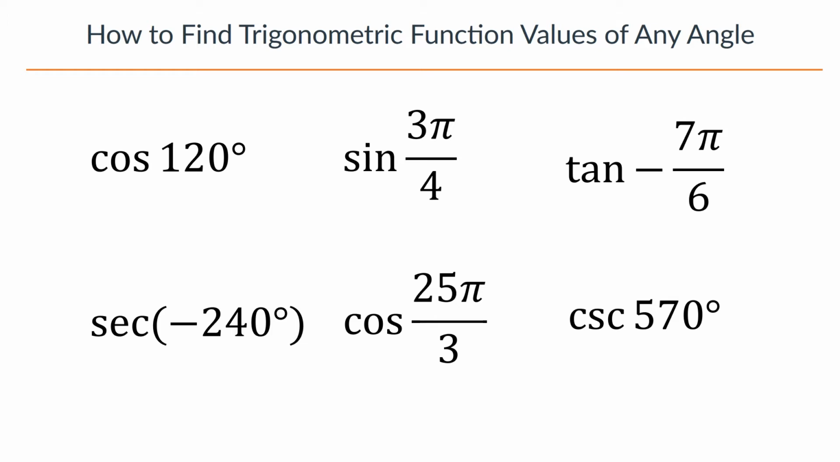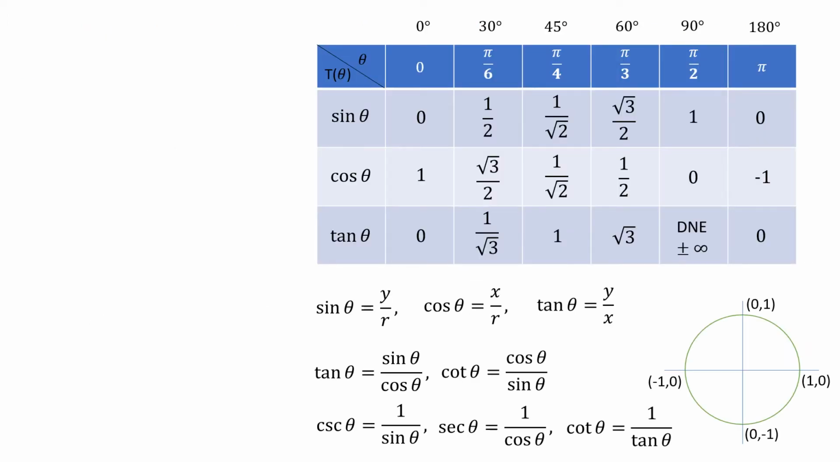Before we do that, there's only one formula that we use. The formula is t of theta equals plus or minus t of the reference angle. We normally call theta r the reference angle. This is the only formula we use to find any of those values.